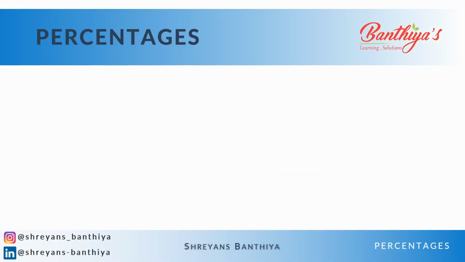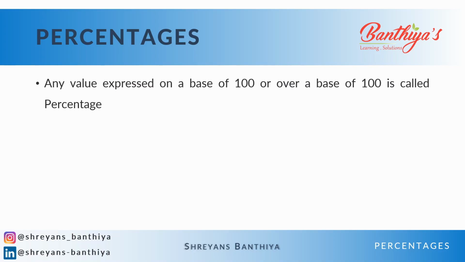So in this chapter, let's understand what percentage basically is. Any value expressed on a base of 100 or over a base of 100 is called percentage. Anything on 100 is percentage. Why do we need percentage? Let's assume that I have scored 500 marks out of 1000 marks and you have scored 500 marks out of 800 marks. Then this comparison can only be done when we bring it to the same base. The comparison base should be the same, and here is where percentages come in.